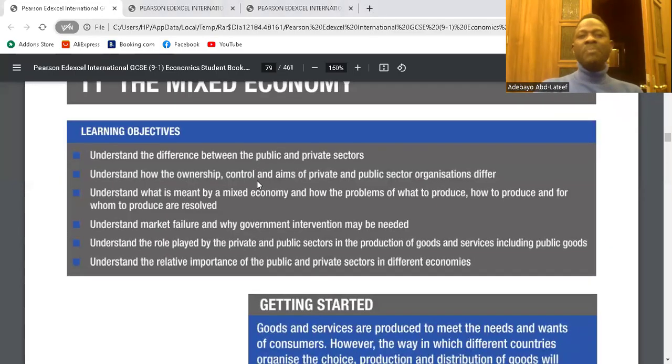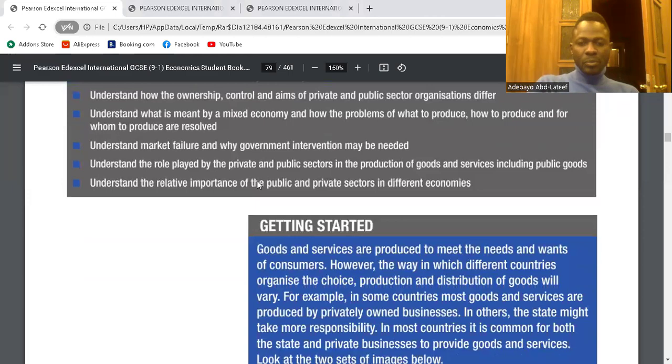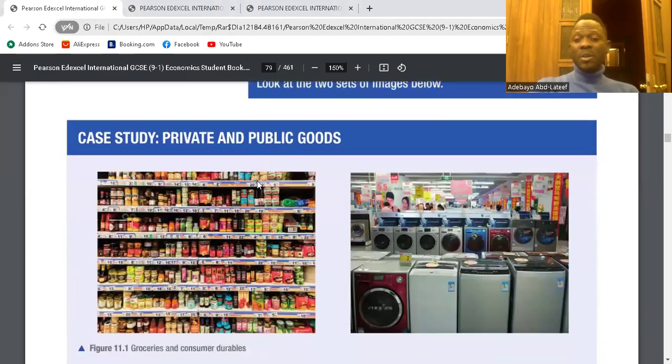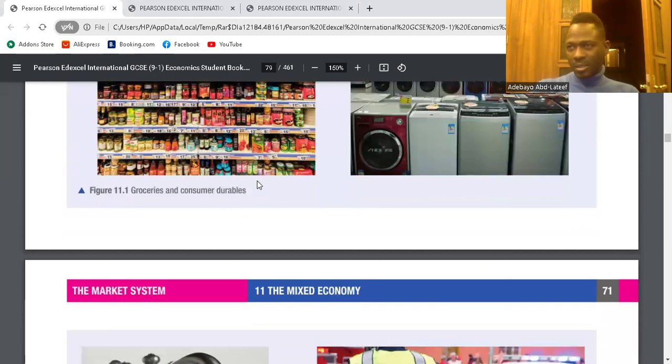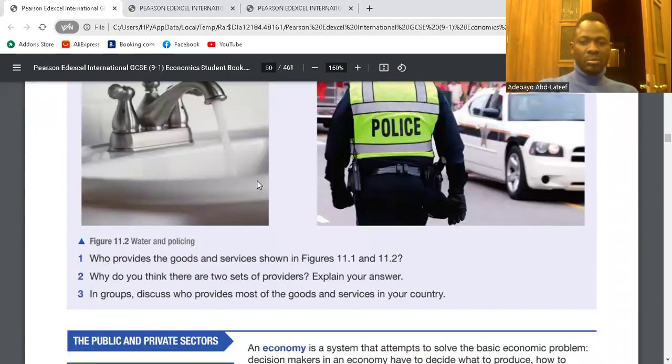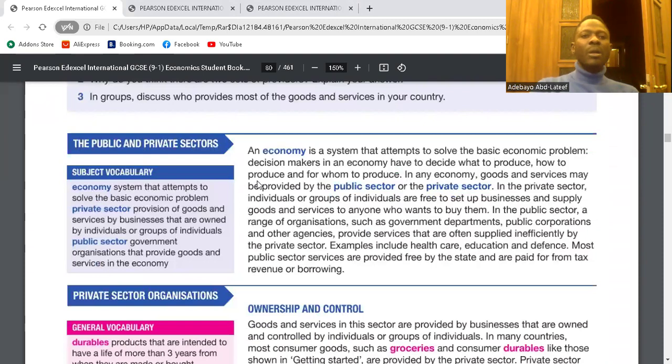So we'll go to chapter 11, the mixed economy. We call it a mixed economy because it combines both the planned and the free markets. So we scroll down. An economy is a system that is trying to solve the basic economic problem of scarcity. The economy will be able to solve this problem through allocation of resources. That is all we're talking about, allocation of resources.